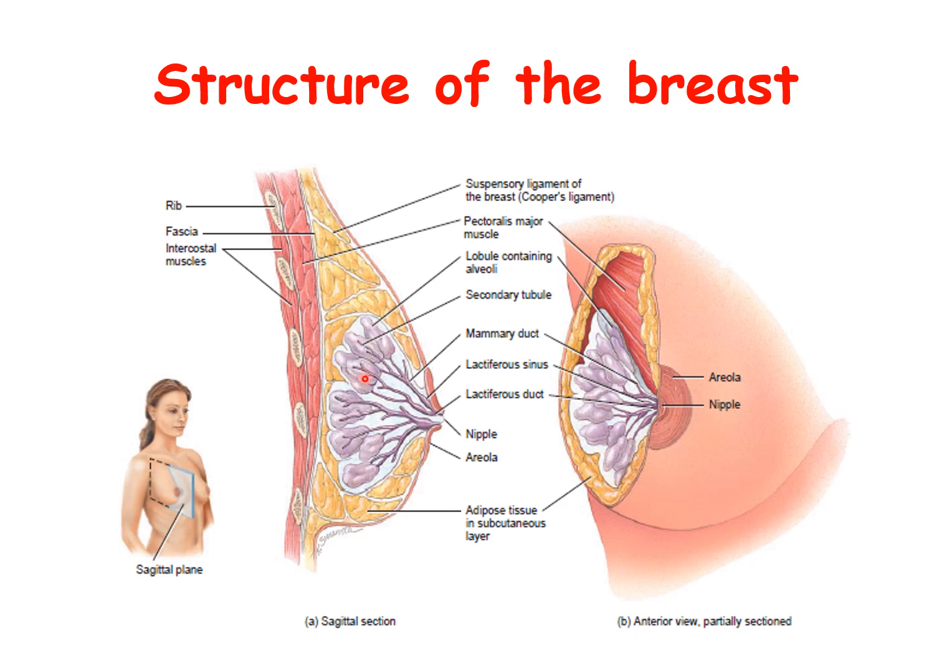Here there are lobules which contain the alveoli. Now each lobule is drained by the lactiferous duct. All the lactiferous ducts will converge towards the nipple. Near the termination of these ducts, you can see a dilatation over here which is called the lactiferous sinus.